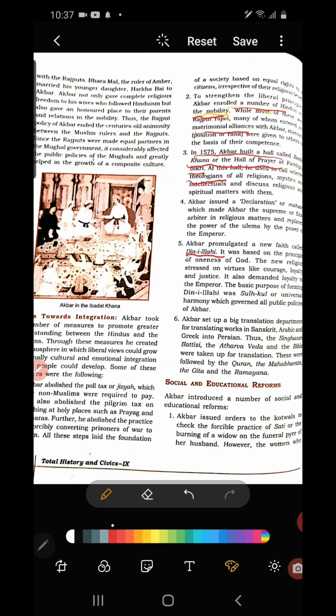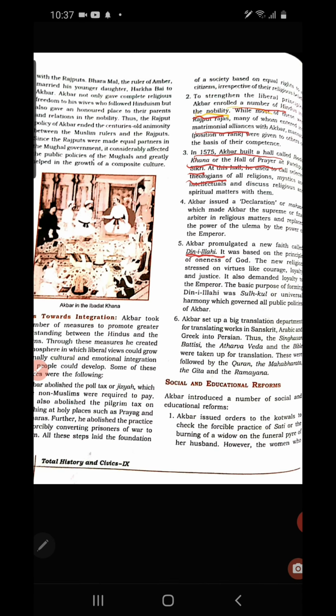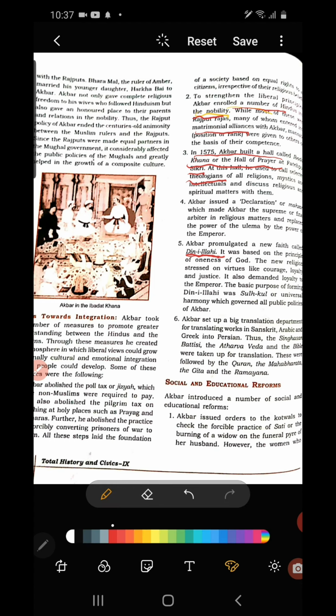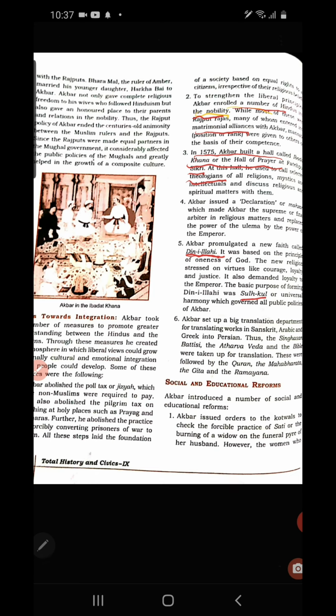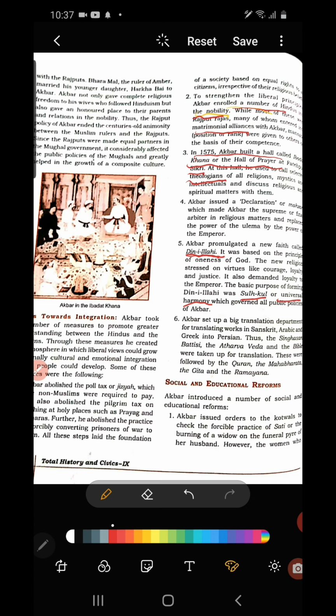So what is Din Ilahi? A new religion formed by Akbar is called Din Ilahi, and he incorporated the good values of all the religious beliefs in Din Ilahi. The main basic principle of Din Ilahi was Sulh-i-kul. Sulh-i-kul means universal harmony, the well-being of all the people of the world, isn't it? And so all should be treated equally.